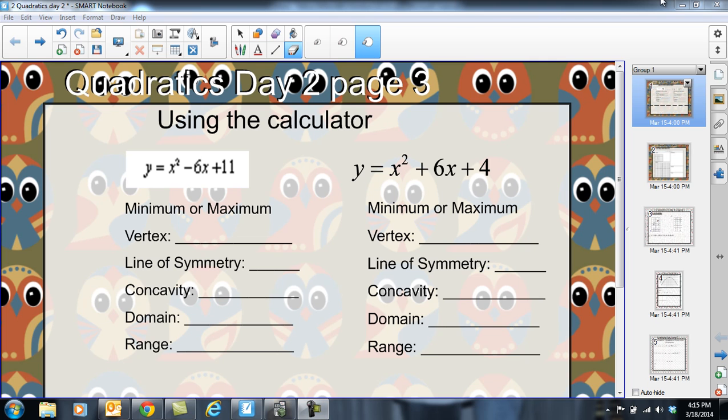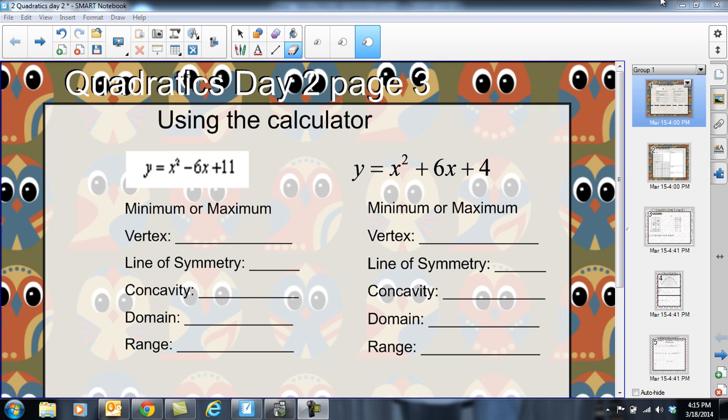So the first thing we're going to do is talk about what we did. You worked on some of this today. You were given a function and you were asked to find the vertex, line of symmetry, and all of that just from the picture. Now we're going to do it from a function, and we're going to use our calculator to do it, which is going to come in handy, especially when you have some of those problems like you had today where the vertex has decimals and so things are all weird. So we're going to show you how to use your calculator.